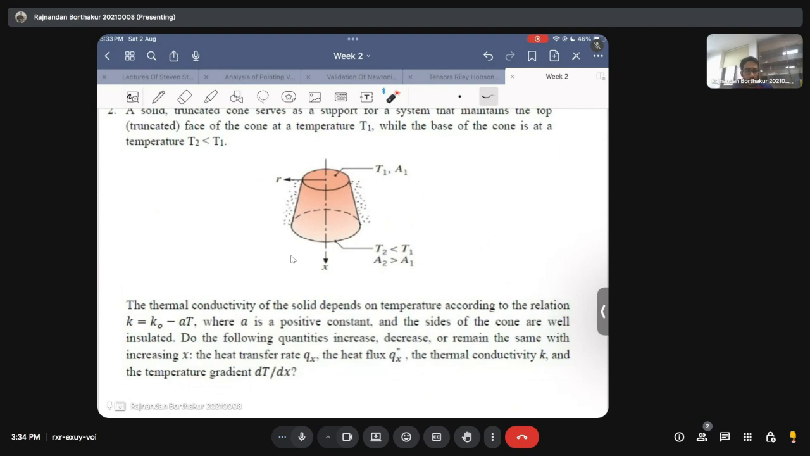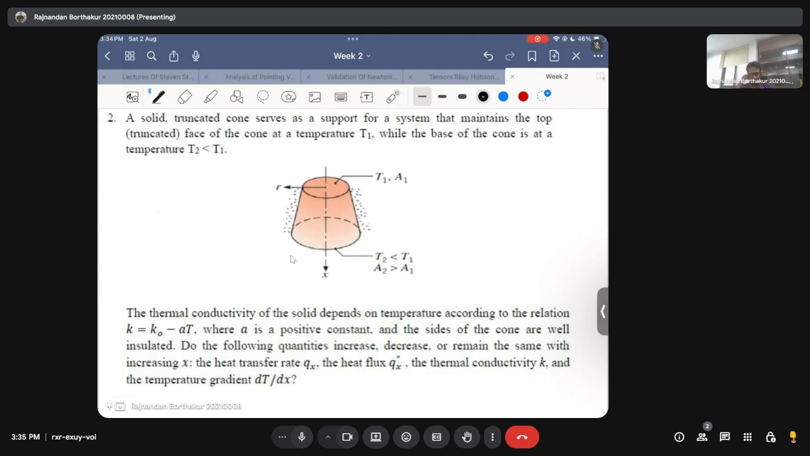Okay. In other words, we just need to evaluate the variations of the rate of heat transfer, the heat flux, the thermal conductivity, and the temperature gradient when we move along the plus x direction. Okay, this is what we need to evaluate from this problem.